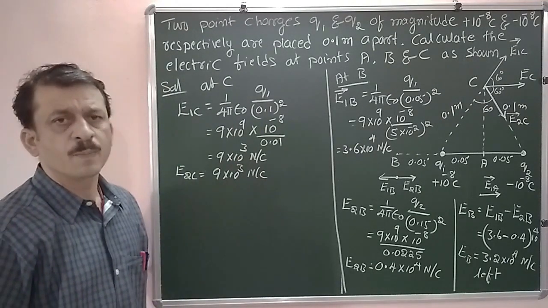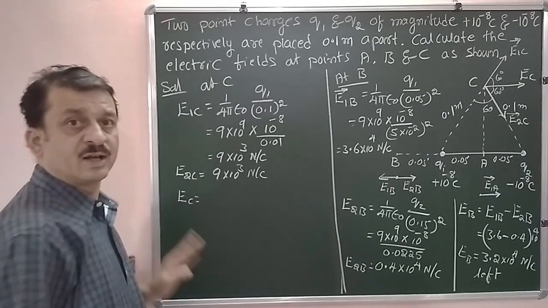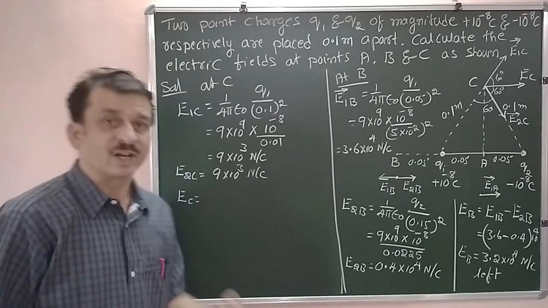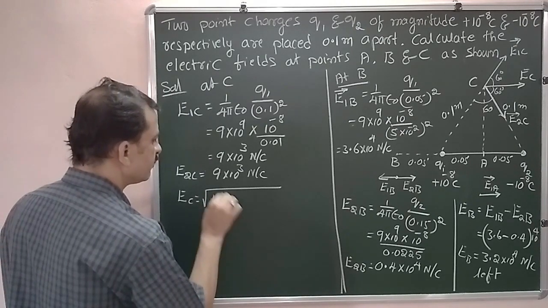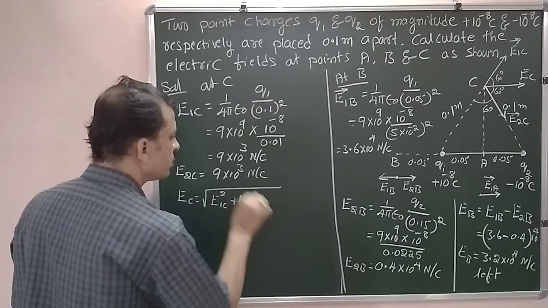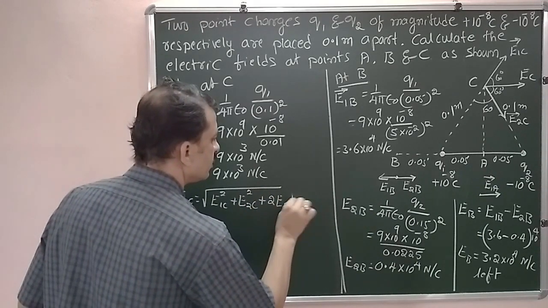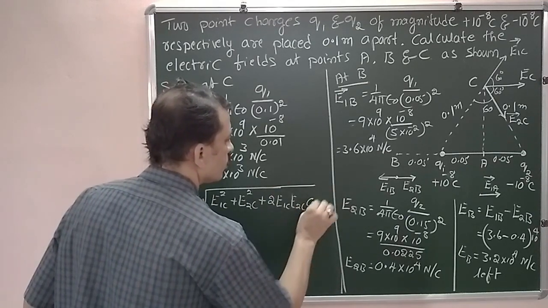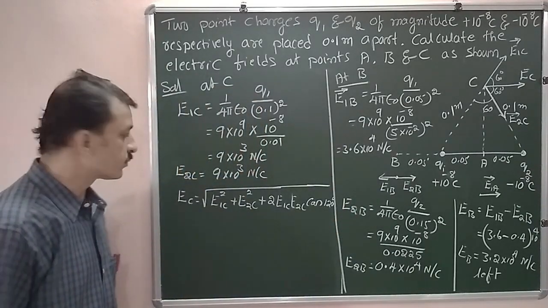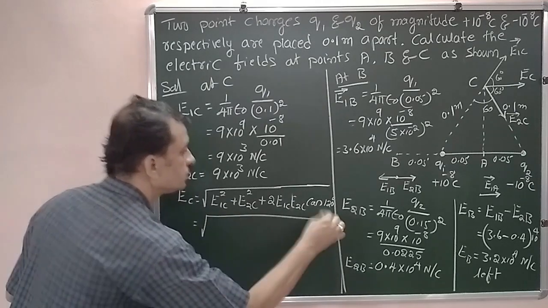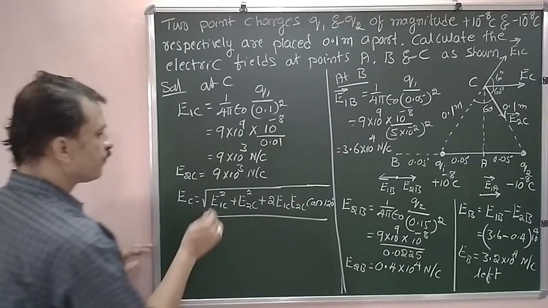Now we have to calculate the magnitude. The magnitude of the electric field EC is calculated by using the parallelogram law of vector addition, which we have studied in first PU. That is, E1C square plus E2C square plus 2 times E1C into E2C cos the angle between them, 120 degree. Now E1C and E2C both are 9 into 10 to the power of 3.